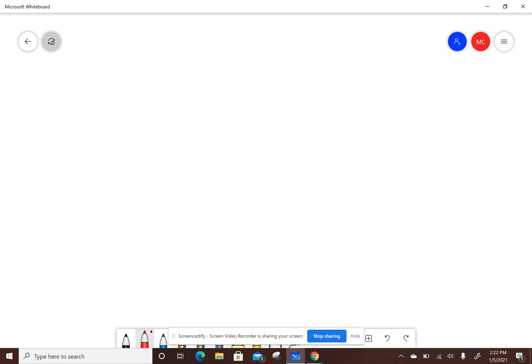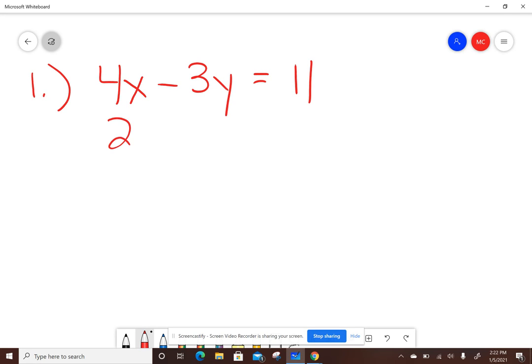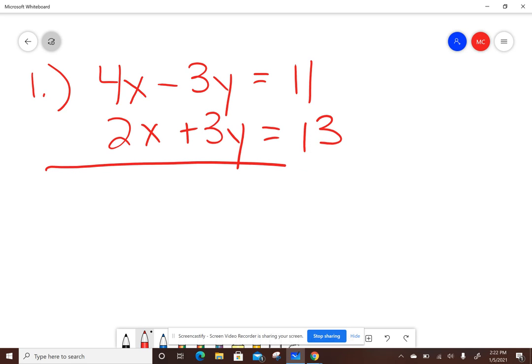Okay, so let's look at example number 1. 4x minus 3y equals 11. 2x plus 3y equals 13. So now, first thing I do is make sure my variables and constants are in the same order, and they are. The x's above the x's, the y's are above the y's, and the constants above the constant. Now I look at the coefficients, and my ideal scenario is to have same coefficient, opposite sign. So I go, great. For the y's, I have same coefficient, opposite sign. That means if I add them together, I'll eliminate the y's.